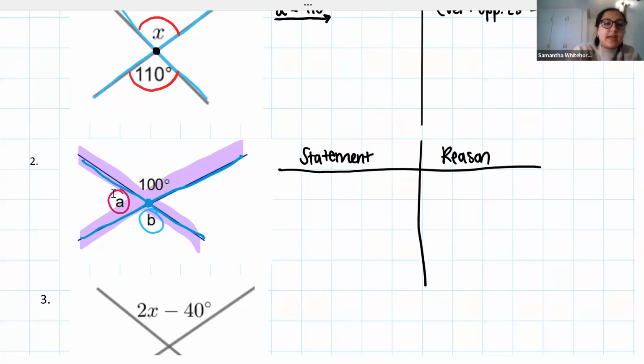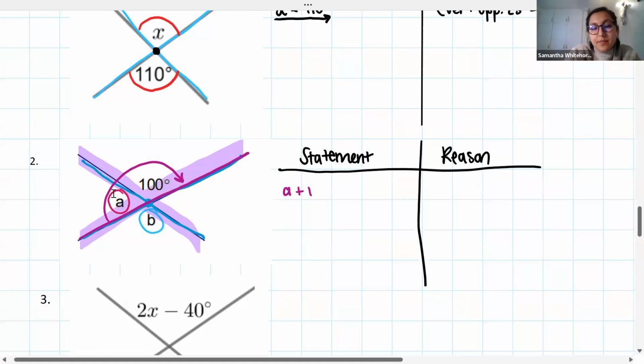So if I look at A, the first thing that I notice about A is the fact that it's on a straight line with this 110 degrees. So I can make a statement that A plus 110 degrees must give me 180 degrees. And my reason for that is angles on a straight line.